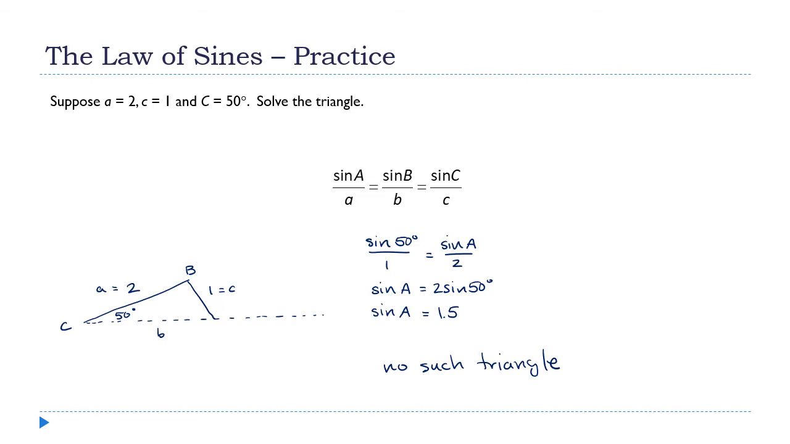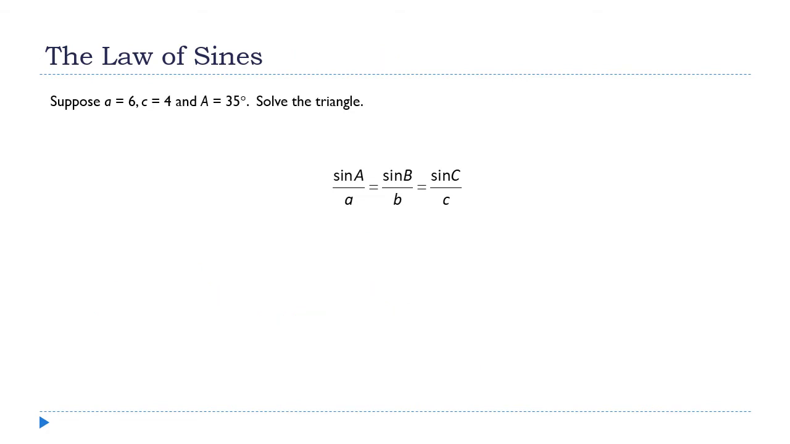Okay, how about this one? All right, well, let's see. I'm going to sketch it again. I have my dashed line here, my unknown side, and A is 35.